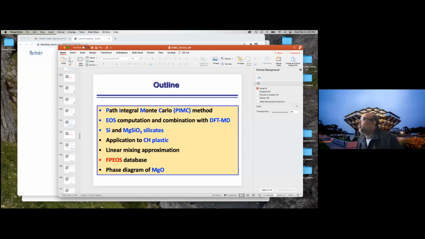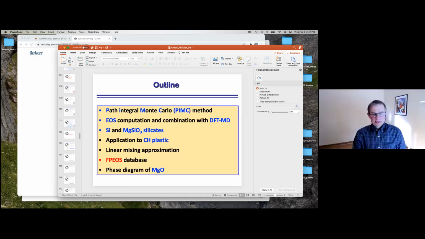Okay, great. There are a few more questions. What is the outlook for extracting other quantities or observables from these calculations, for example, conductivities?